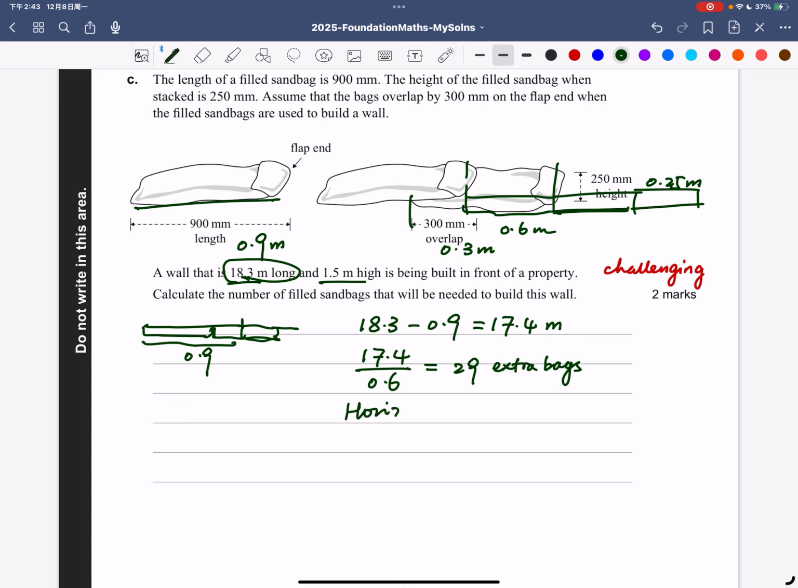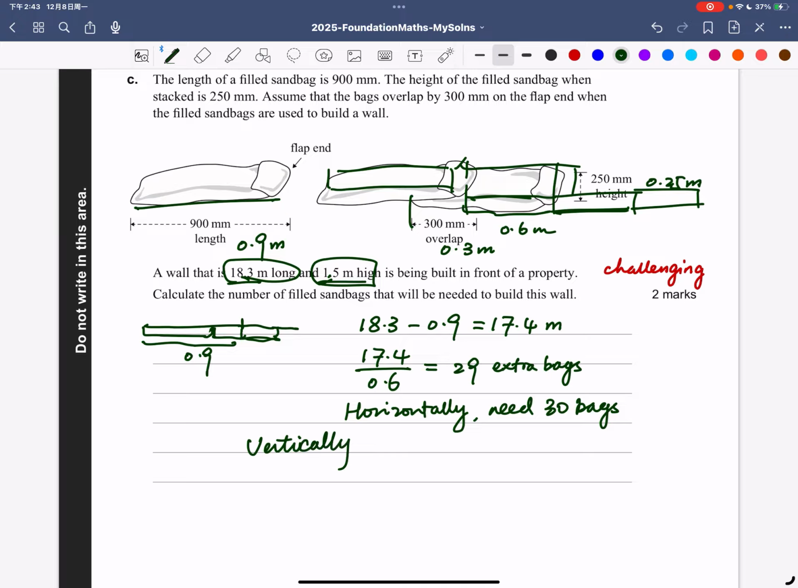So horizontally, we need 30 bags. Then vertically, we can't really do the stacking like that. We have to do it layer by layer. So in order to fully occupy 1.5 meters high, vertically 1.5 divided by 0.25 gives you 6 bags. Horizontally, you have 30 bags. Vertically, you have 6. Therefore, 30 times 6 equals 180 bags. So that's how I would answer the question using some graph drawing and also calculations.